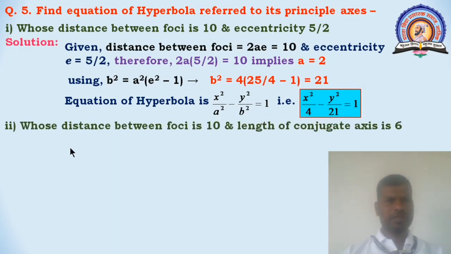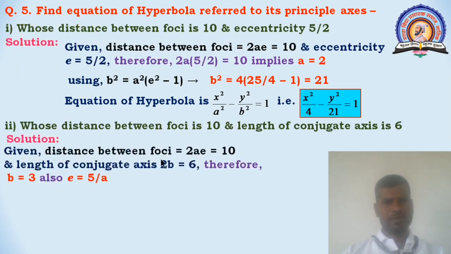So the second example is to find the equation of hyperbola whose distance between foci is 10 and length of conjugate axis is 6. Again the same thing, we have to find the value of a and b. Given that the distance between foci is 10, so twice ae is equal to 10, and the length of the conjugate axis is twice b, which is equal to 6. So b is equal to 3.